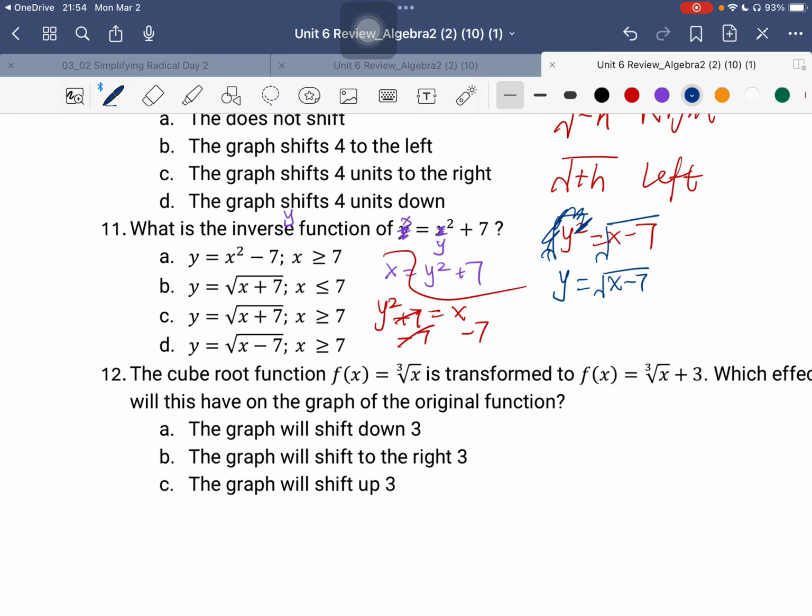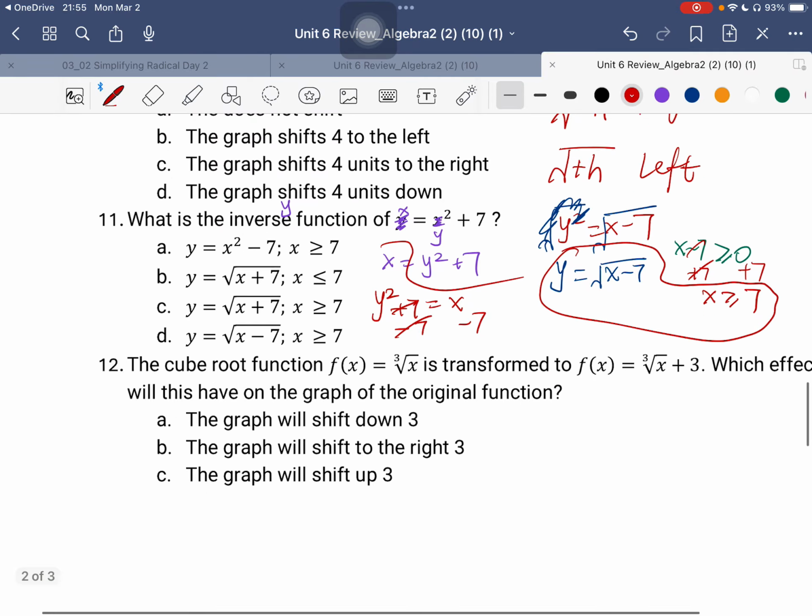And then I need to find the restriction of x. To find the restriction of x, I just take what is inside the square root and put it greater than or equal to 0. So x minus 7 greater than or equal to 0, plus 7 on both sides. It'll just be x greater than or equal to positive 7. Okay, so these are my answers.